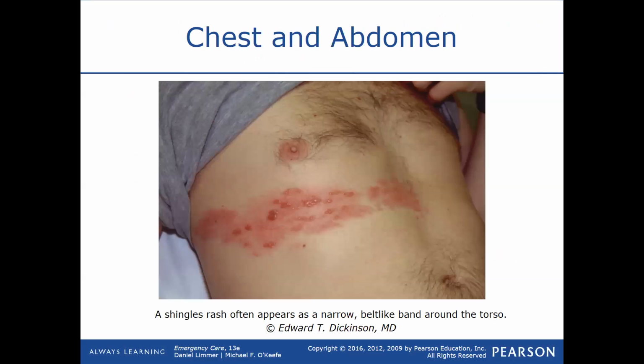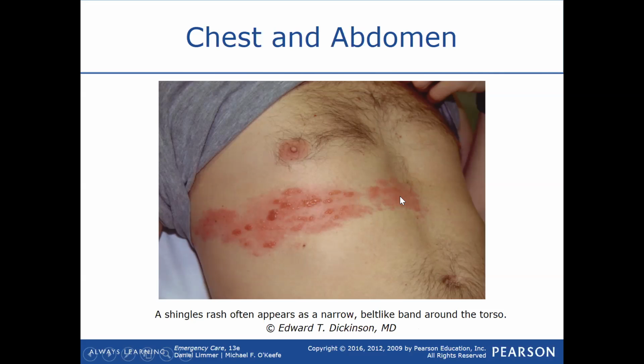A shingles rash often appears as a narrow... So shingles is chickenpox. I guess the chickenpox doesn't really go away. It stays dormant in the body, and sometimes when you're in your older ages, it just comes back, but it comes back as shingles, and it looks like this. It is usually on the torso, and it's explained as a belt-like band, just like it says here.